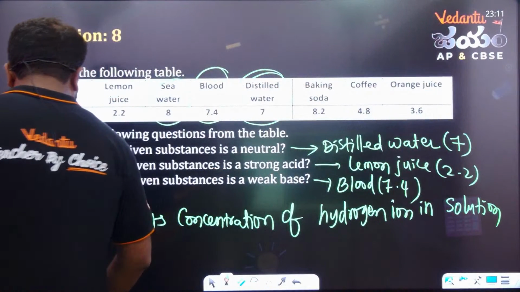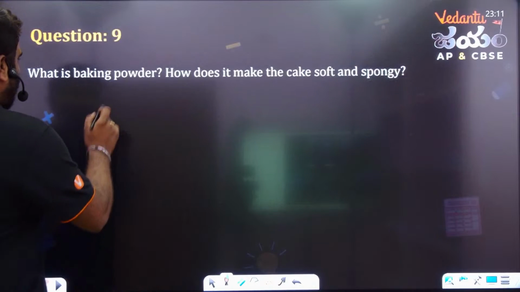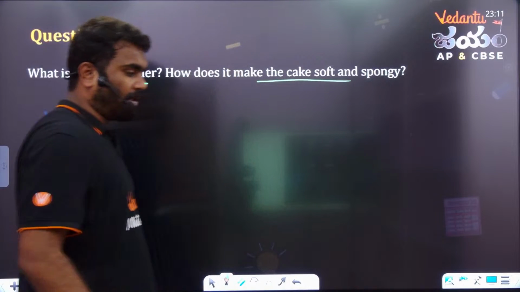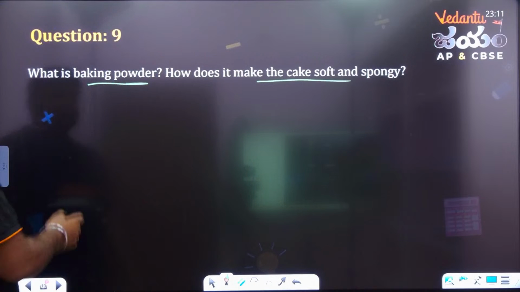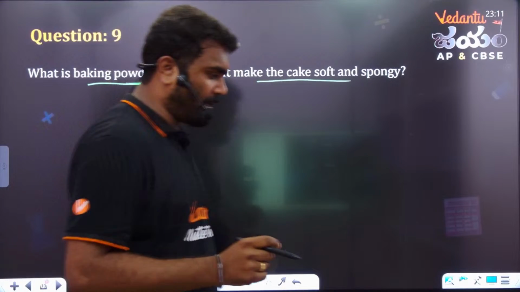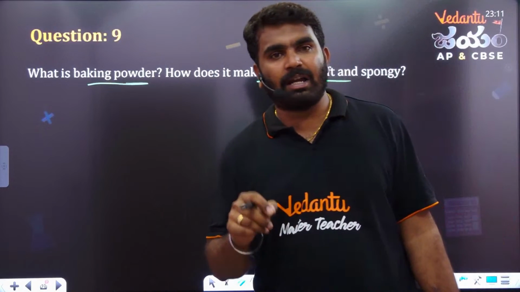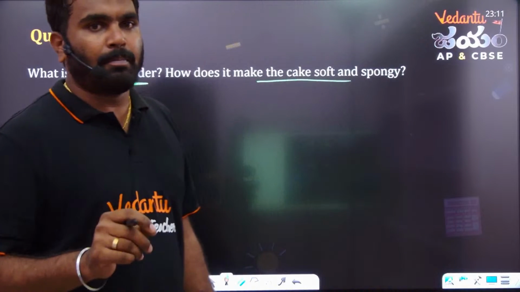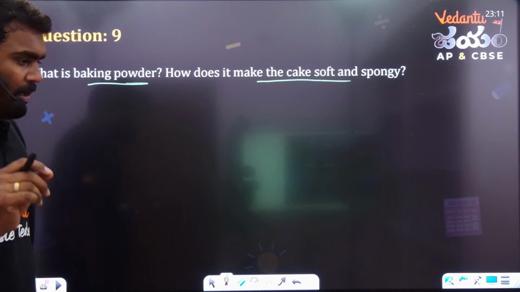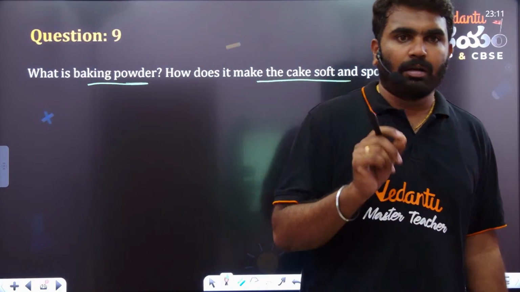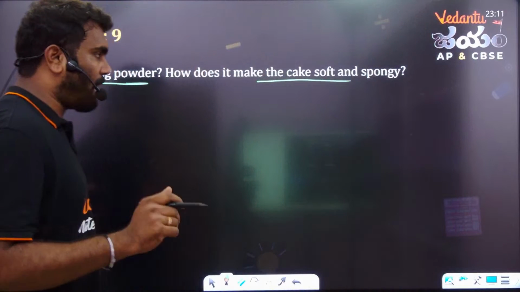Right. Moving ahead. What is baking powder? So baking powder ante enti, how does it make cake soft and spongy? So ipude discuss chesam kada. So ikkada baking powder is what beta, it is a mixture of baking soda and mild edible acid. So mild edible acid ఏమయ్యొచ్చు, tartaric acid beta. It is mild edible acid, that is tartaric acid.